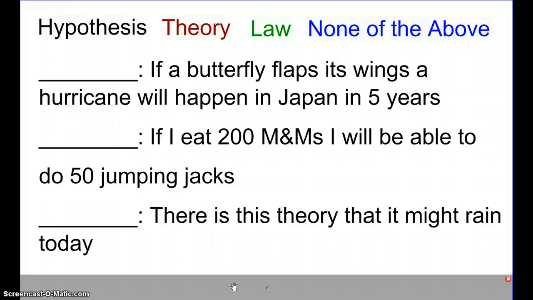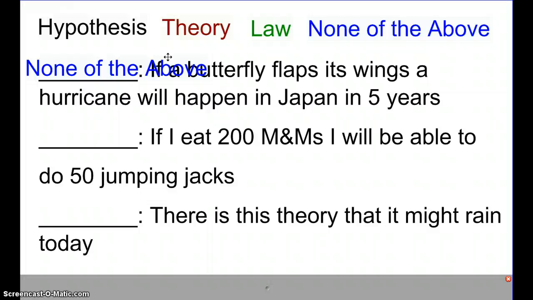Let's see if you were right or not. So, if a butterfly flaps its wings, a hurricane will happen in 5 years. If you guessed hypothesis, you are actually incorrect. It is none of the above. There is no way to measure if a butterfly flaps its wings, a hurricane will happen in Japan in 5 years. There is no possible way with the technology we have right now to test that. Therefore, it does not fit the mold of a hypothesis.